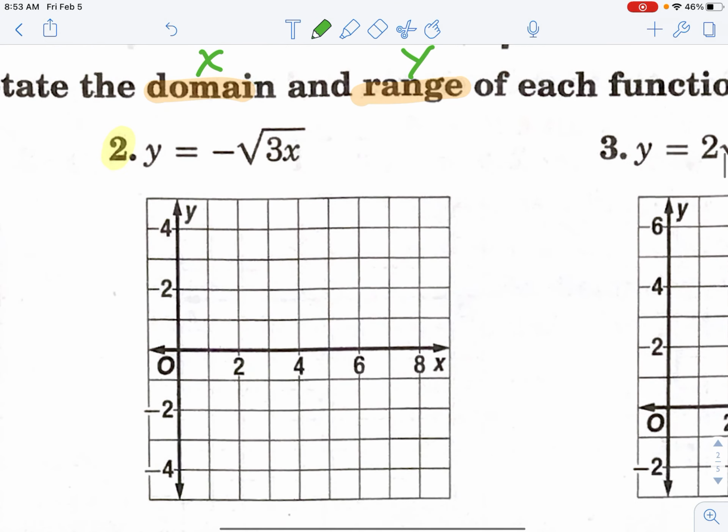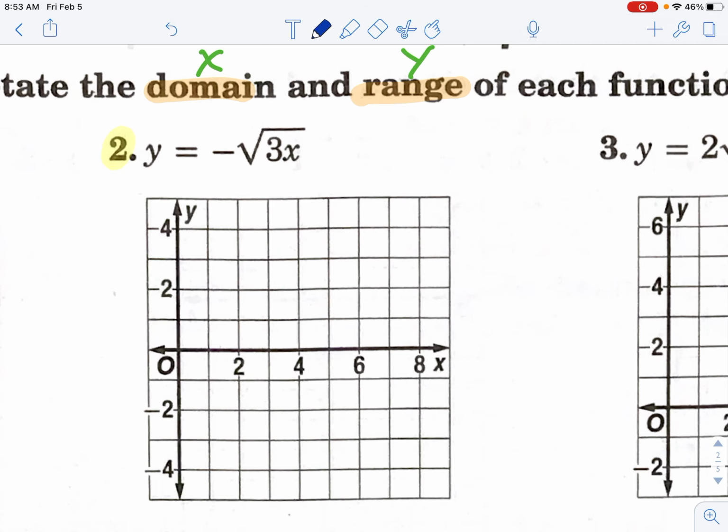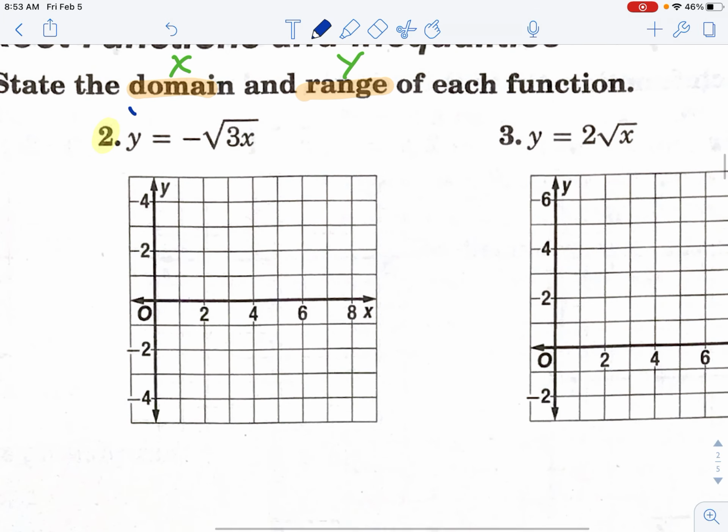All right, so I am going to draw the parent function first on just a couple of these problems. You do not have to do this. I'm going to do it just as part of the teaching process. So y equals square root of x is the parent function. Again, it starts at the origin. It actually passes through the point 1, 1, and then gradually arcs out in this direction.